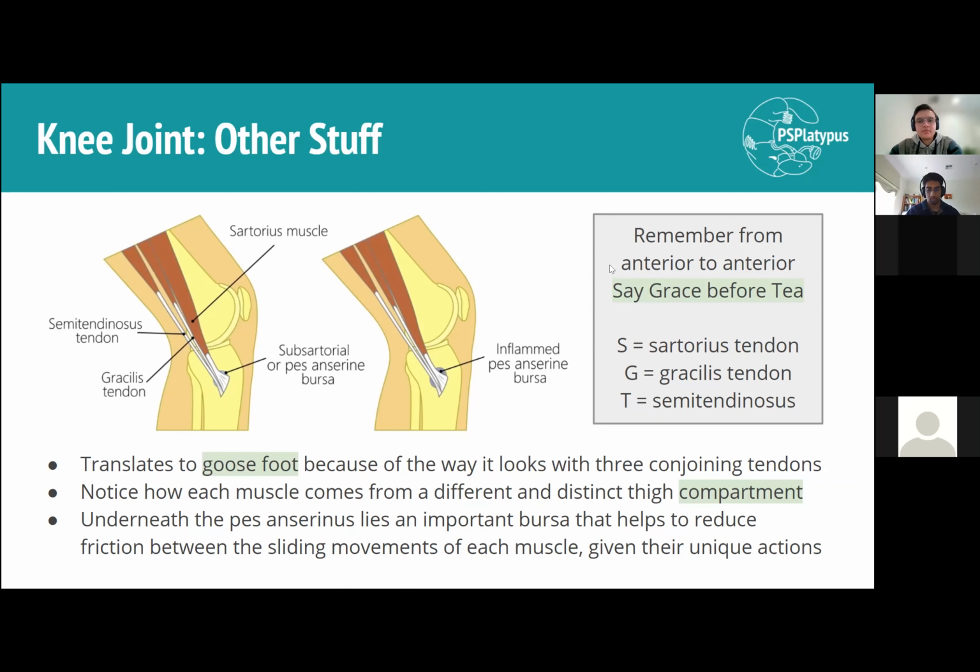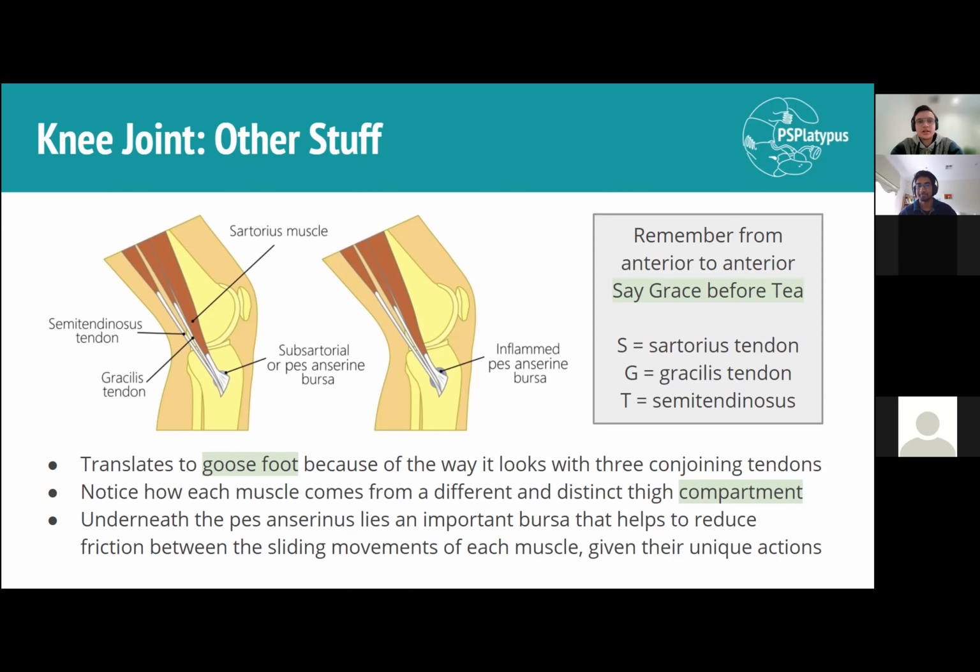But in the meantime, remember that if you're forgetting which muscles are involved, there is a mnemonic from anterior to posterior. It is say grace before T. So we're talking about sartorius, then we're talking about gracilis, which is in the middle, and then semitendinosus for T, which is at the back in the posterior aspect. It translates to goose foot, which I'm not sure is really that interesting, but it just looks like a goose foot. So that's why it's been called that. Maybe it makes it easier to remember.